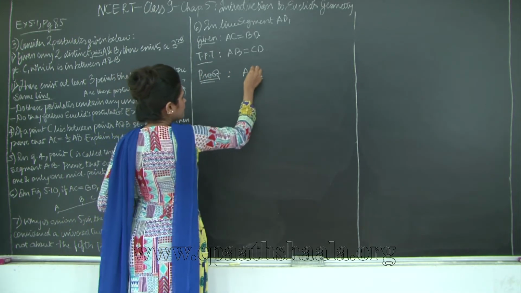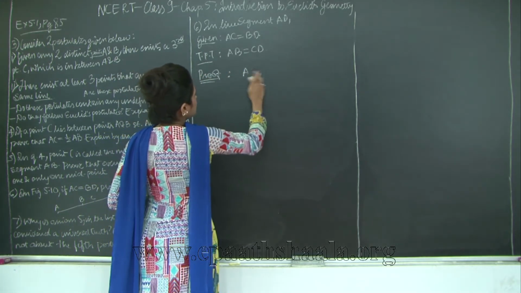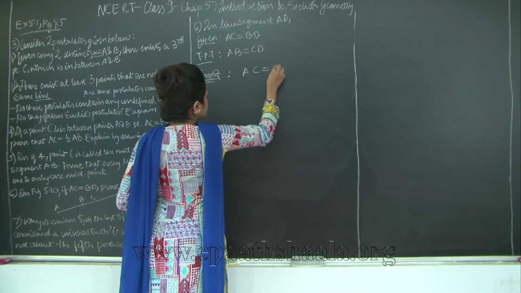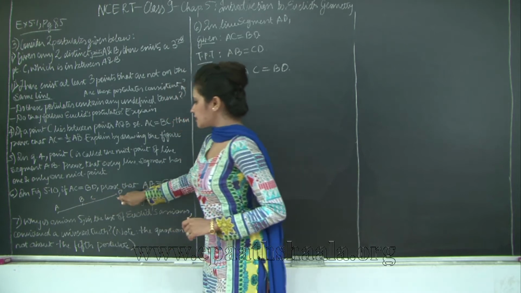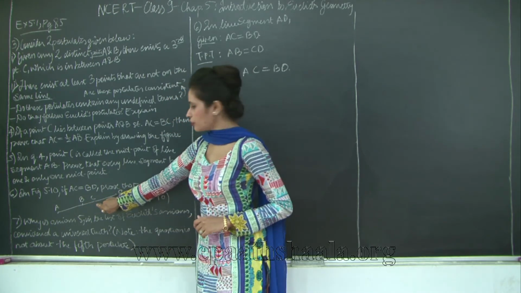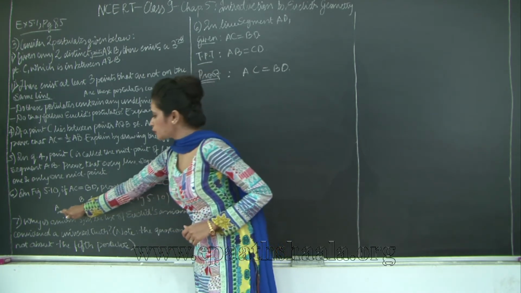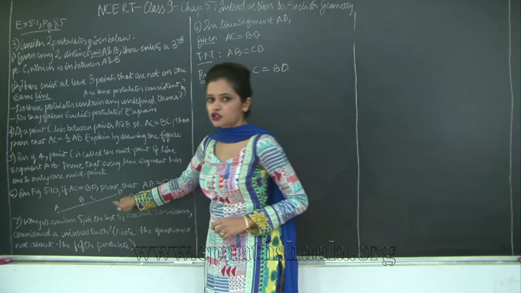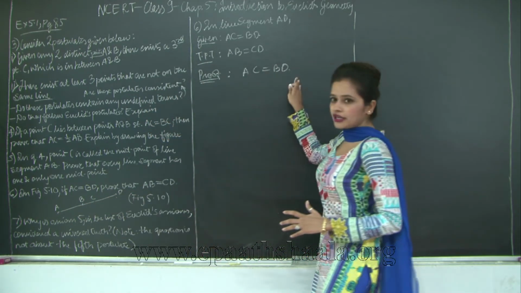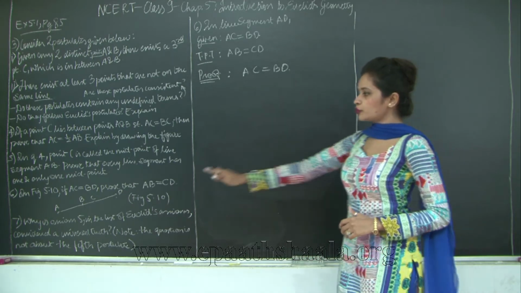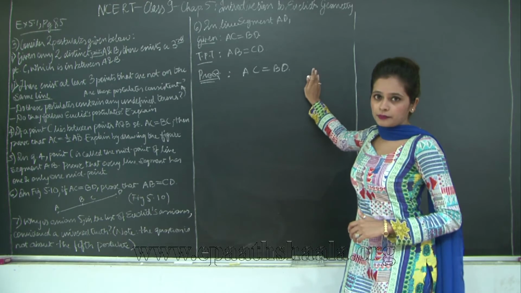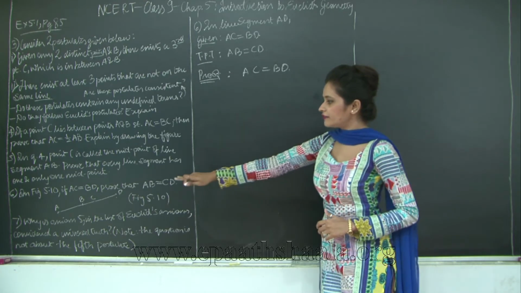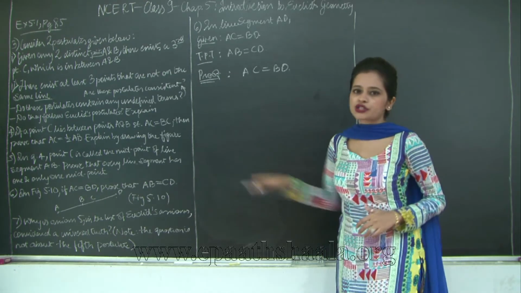And I'll write my given as it is. AC is equal to BD. What do they have in common? They have in common BC. And we also need to prove that AB is equal to CD. So on both the left hand side and right hand side, I'm going to subtract BC. If I subtract BC on both the sides, I will be left with AB is equal to CD, which is what we need to prove.